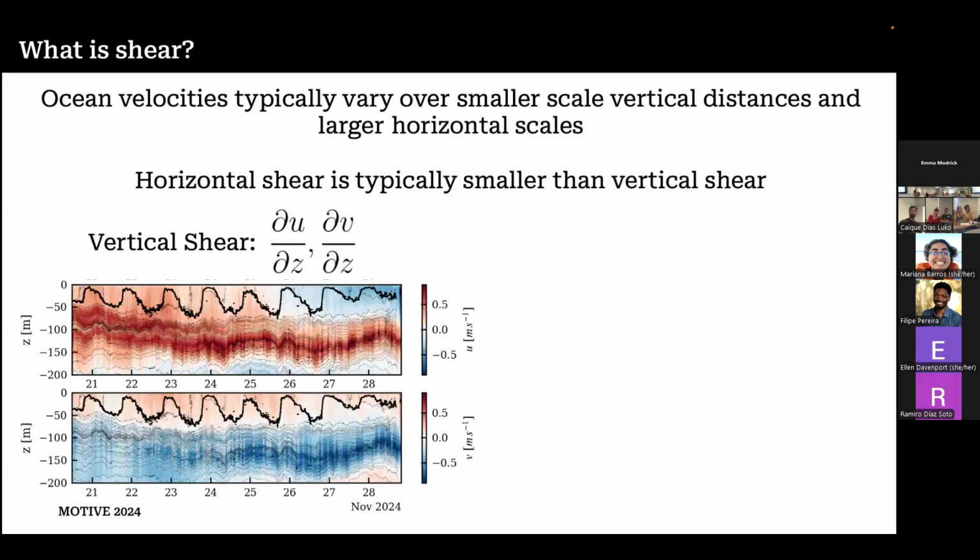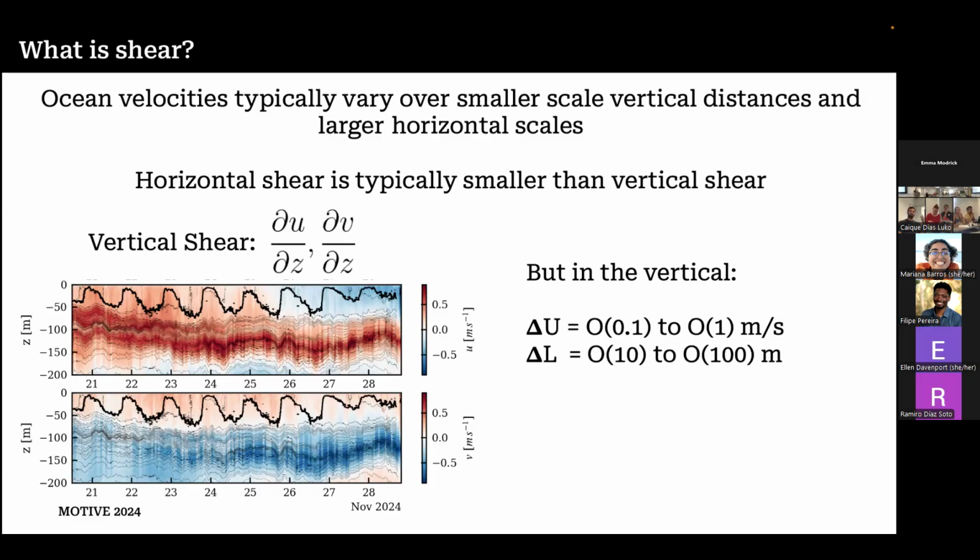But for vertical shear, on the other hand, these are some plots, time series from a wire walker. The x-axis is time and the vertical axis is depth. And here, the first panel, we're showing zonal velocities, and the second panel, the meridional velocities. This is in the tropical Pacific, so this is showing the equatorial undercurrent. And what we can see is that the currents still vary over 0.1 to order 1 meters per second, but now they vary on a vertical scale of the order of 10 to hundreds of meters. So you end up with vertical shear that's way higher than horizontal shear, order 10 to the minus 4 to 10 to the minus 2 seconds to the minus 1.